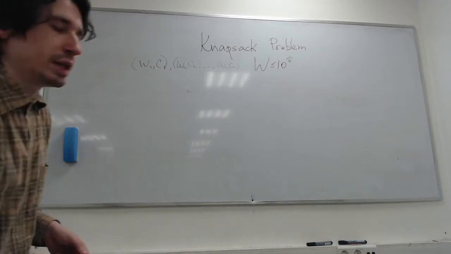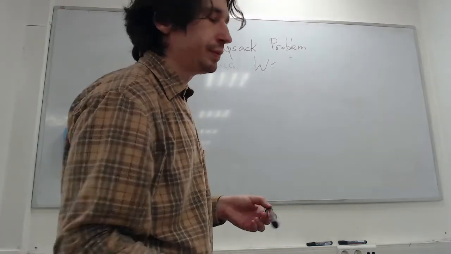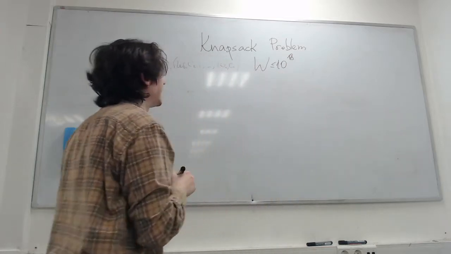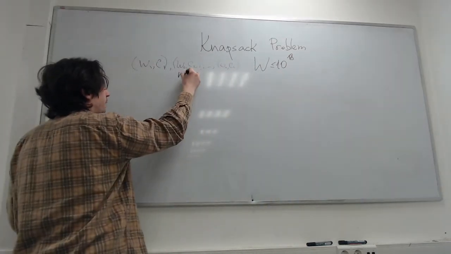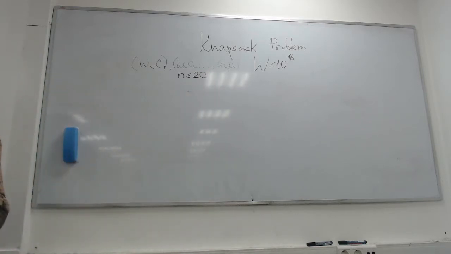Now let's suppose that W can be large, like 10 to the power of 18 or something like that. But at the same time, the number of elements is less than 20. What is good with these conditions? With this condition, we know that the number of elements is small, so we can run over all their subsets to check that. How to do that?